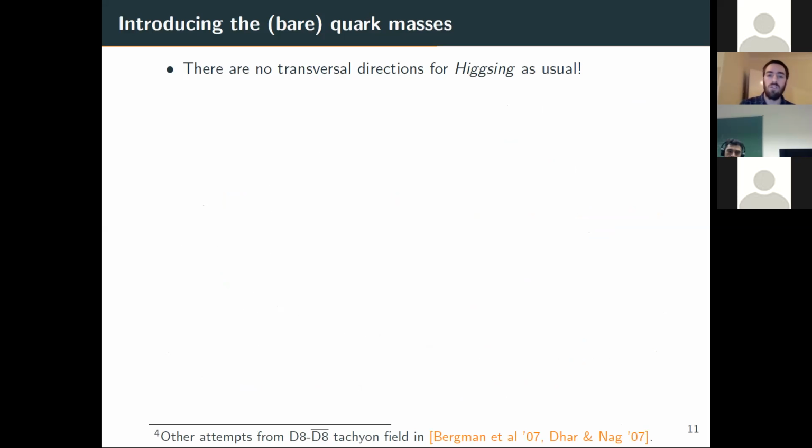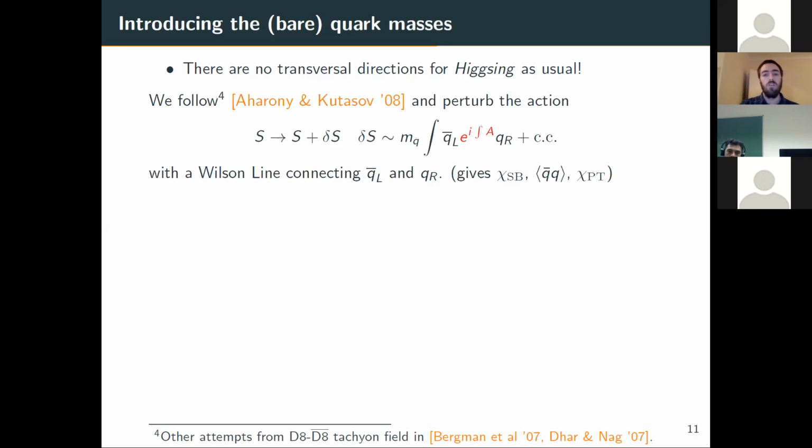But the problem is that in the Sakai-Sugimoto model, you cannot do that. And you cannot do that because these are D8 branes, and there are no more directions to move them in this space. So you have to do it in some effective way. And this has never been done at the level of the phase diagram. So what we do is we follow a suggestion in a paper by Arani and Kutasov, where they propose to perturb the action by an extra term like this, which is proportional to the quark mass you want to include, and which connects the left and the right quarks, and you need to connect them with a Wilson line in between them, because they live in different branes on the horizon.